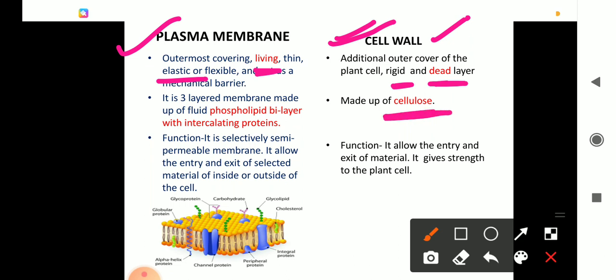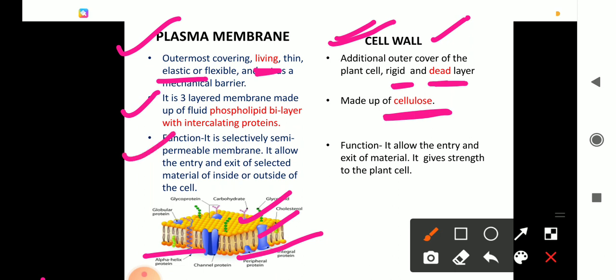This wall is made up of cellulose, whereas the plasma membrane, sorry, in plasma membrane it is made up of three layers, or we can say it is made up of phospholipid bilayer with intercalating protein. It means the upper layer is of phospholipid, the lower layer which is shown in yellow is also phospholipid, and in the middle these blue color ones are the protein molecules which are entangled in between these two. Right?